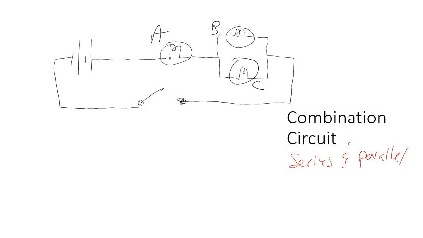A combination circuit is just that. We've got series and parallel mixed in. So here's our combination circuit. Again, finger tracing. We start with the negative, labeling our negative and positive terminals, and we go ahead and finger trace it, right?